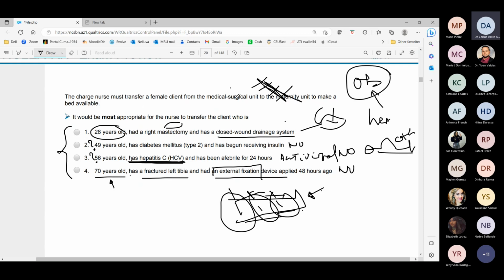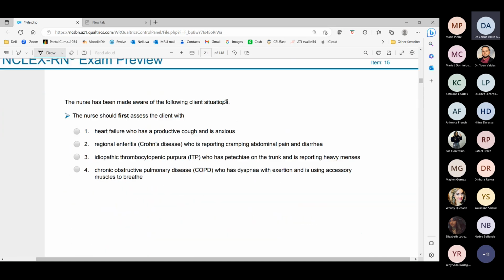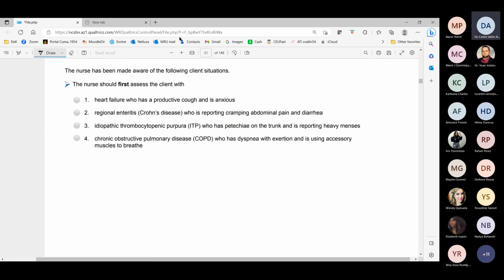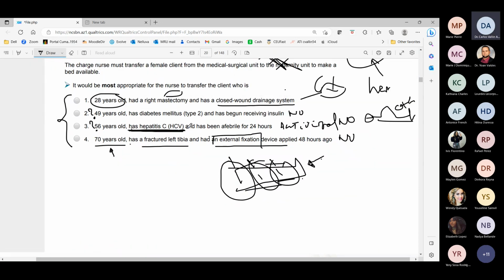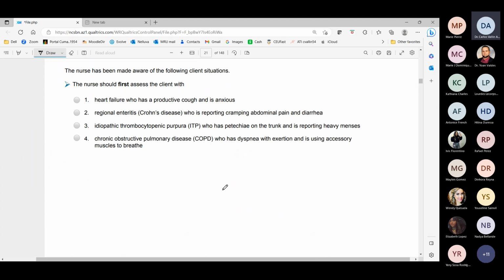Okay, so now you are going to have an idea of how the NCLEX will be. Not the same question, but the type of questions. This is management, an important component of your NCLEX. A registered nurse needs to know how to deal with that. The nurse has been made aware of the following client situations. The nurse should first assess which client? A classical question of prioritization. By the way, most of the questions you will have are going to be prioritization. Let's see which patient is worst. Heart failure who has a productive cough and is anxious.